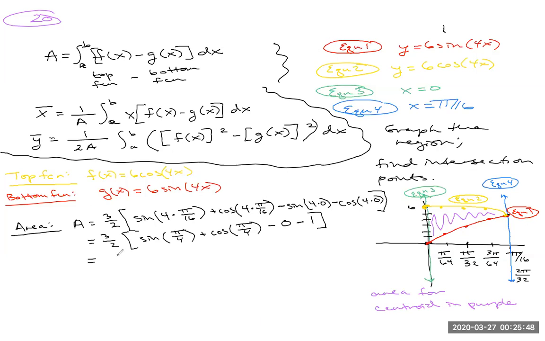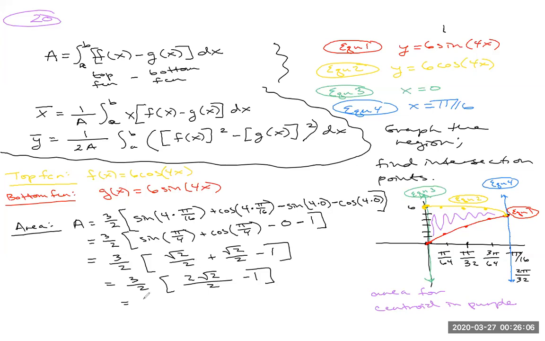All right, so then we get 3/2 of √2/2 plus √2/2 minus 1. That's 3/2 times 2 of these √2/2s minus 1. 2 cancels out. You have 3/2 √2 minus 1. Or 3√2/2 minus 1/2.